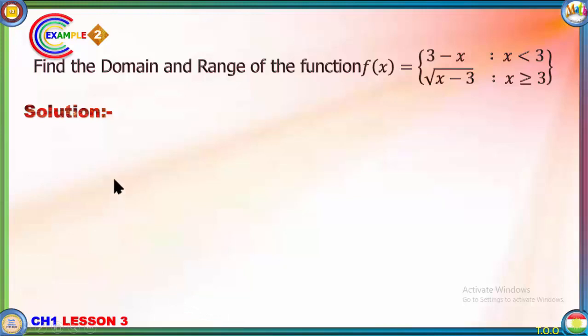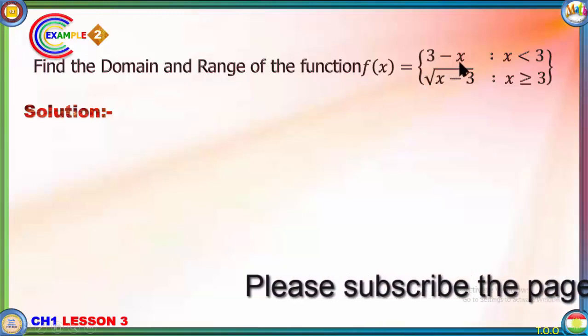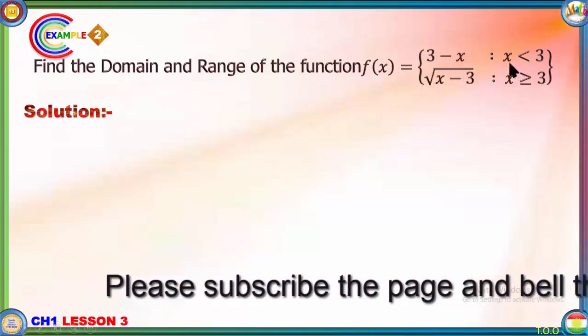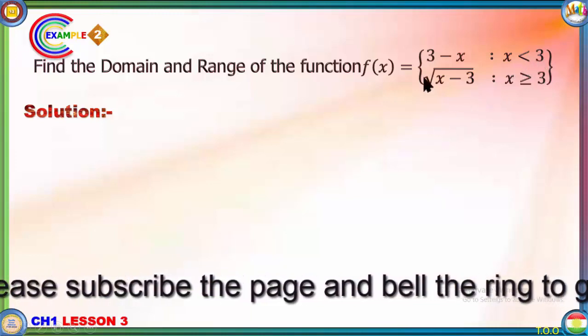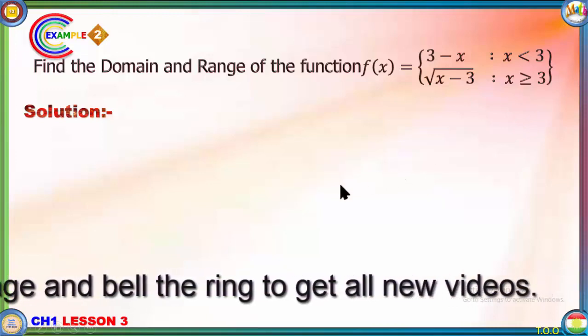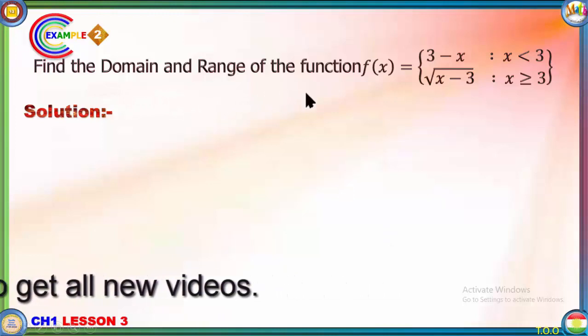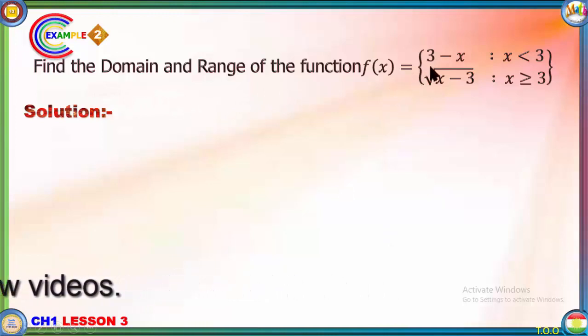Example number 2. Find the domain and the range of the function f(x) equals 3 minus x when x is less than 3, and square root of x minus 3 when x is bigger or equal to 3.